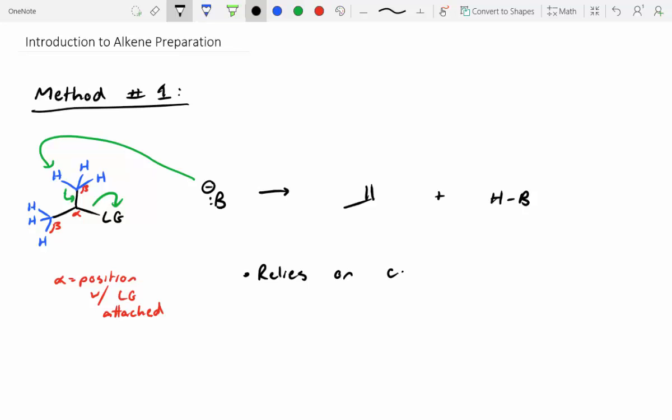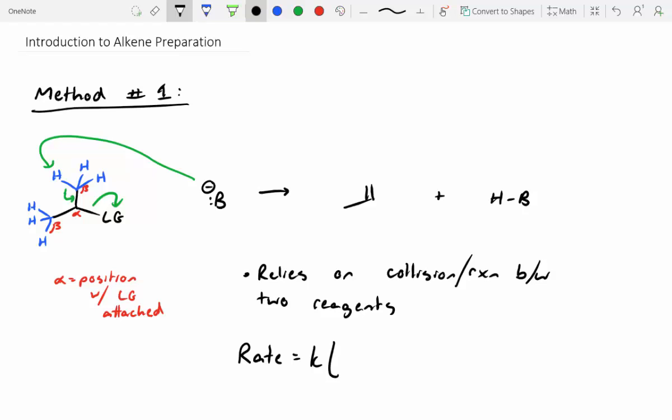It relies on the collision or reaction between two reagents. That means that our rate in this case is going to be equal to our little k times our substrate, which is basically our starting material, times our base concentration.